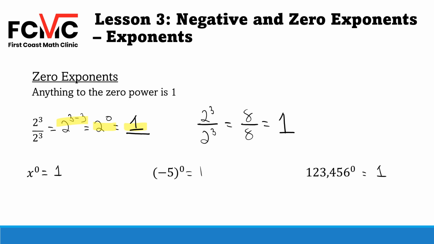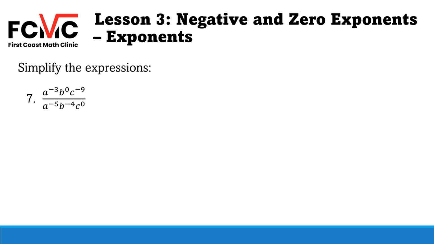Let's go through a couple of examples where we combine negative and 0 exponents. So number 7 is a to the negative third, b to the 0 power, c to the negative ninth, over a to the negative fifth, b to the negative fourth, c to the 0 power. So let's start by rewriting this, getting rid of our negative exponents. So starting with our a's, a to the negative third, let's make that exponent positive by bringing it to the denominator. So it becomes a to the positive third.